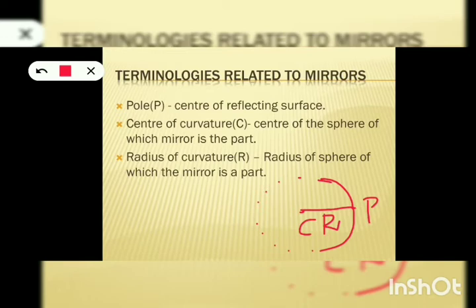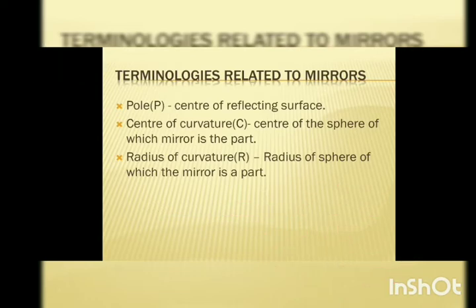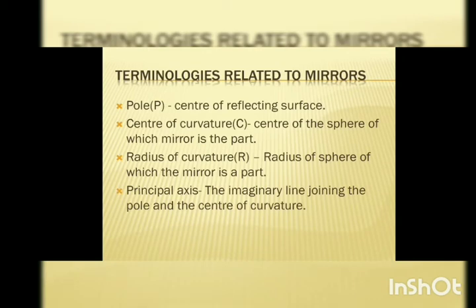Another terminology related to the mirror is the principal axis. What is the principal axis? Principal axis is the imaginary line joining the center of curvature and pole of the mirror. So this line forms our principal axis, the imaginary line joining pole and the center of curvature of the mirror.